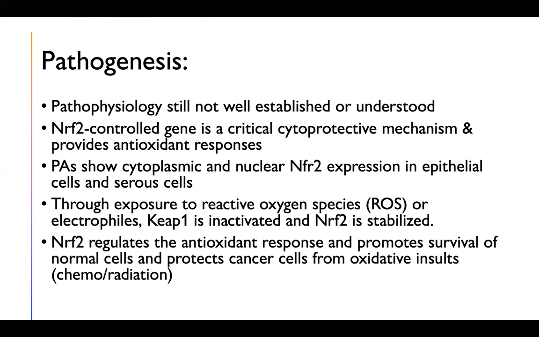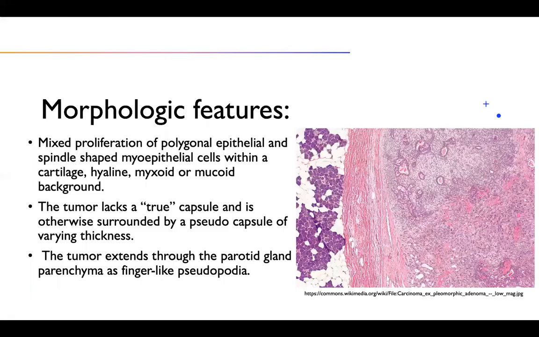And so through exposure to any type of reactive oxygen species or electrophiles, they have an inactivation and NRF2 is stabilized. Typically you have NRF2 to regulate antioxidant response and promote survival of normal cells, and to protect cells from insults like chemo or radiation. So if you lose that regulation, that's why when patients are exposed to radiation, they have this chance of developing a pleomorphic adenoma.